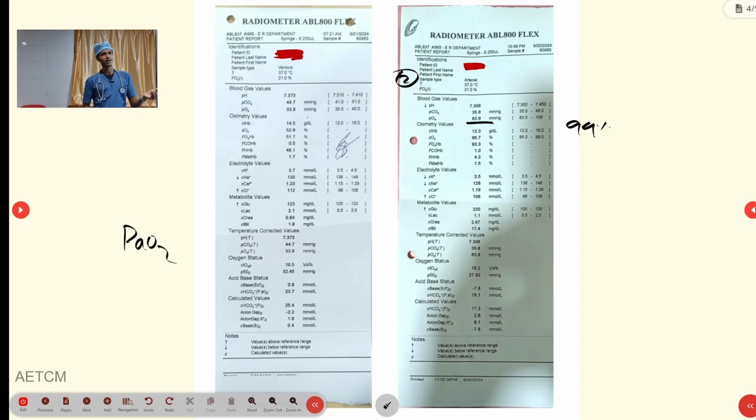Third and last important thing is whether it is a VBG or ABG, based on the specific condition. If the condition is respiratory related, or you have to rule out something about the oxygenation status, make sure you are taking an ABG, because there you will get accurate values. So these are some common things you should remember before interpreting your VBG or ABG.